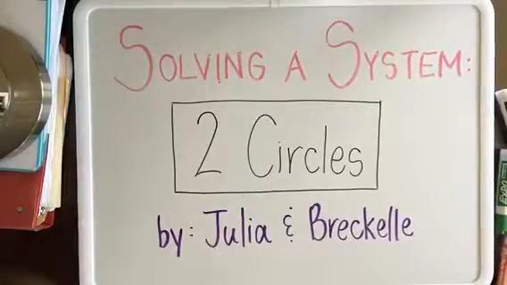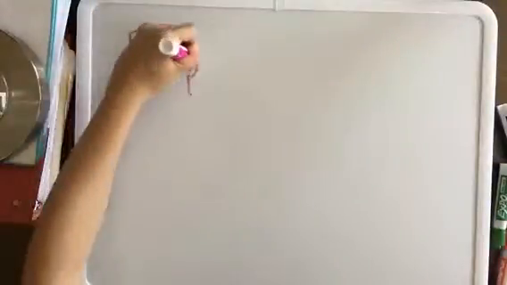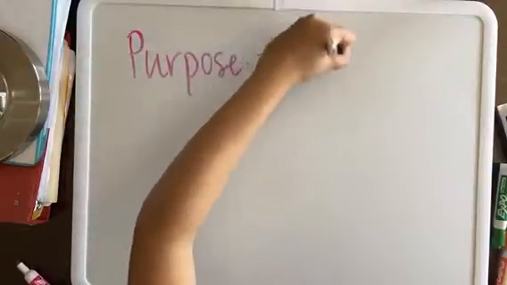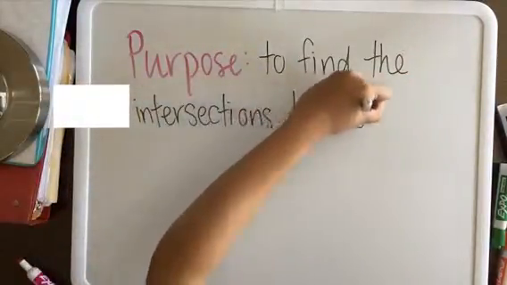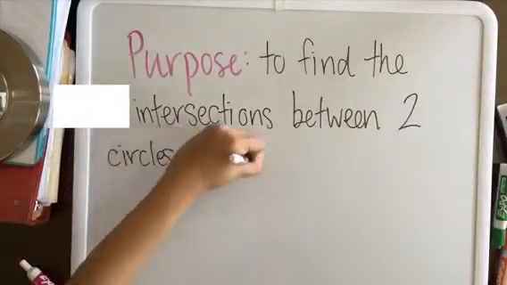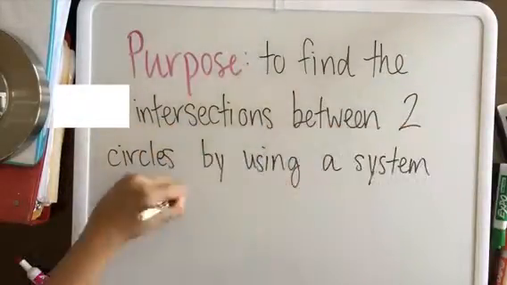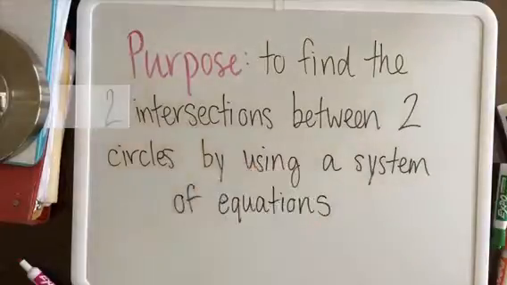Hi everyone! Today we will be reviewing how to find the intersection points of two circles by solving a system of equations. This is important to use when you're trying to find the points where the two circles intersect. Before we get started into solving the systems of two equations, we need to understand some background information first.